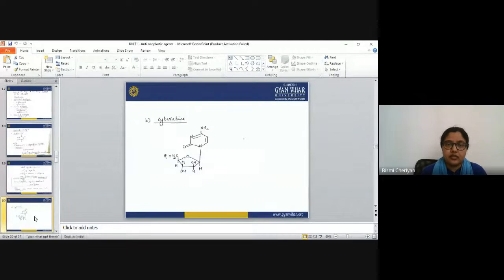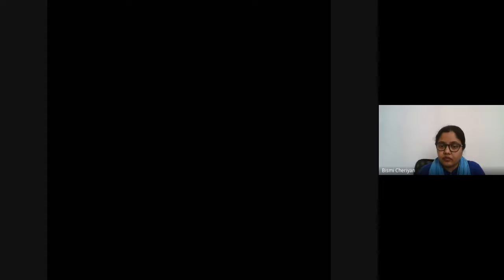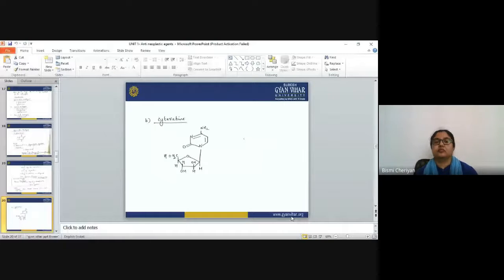Okay, next drug is cytarabine. Look at this structure. So cytarabine is again an example of a pyrimidine analog. Look at this. Which ring is this? Obviously the pyrimidine ring. Okay, and one amine group is substituted at the 6th position, and at the second position there is again a double bond O.